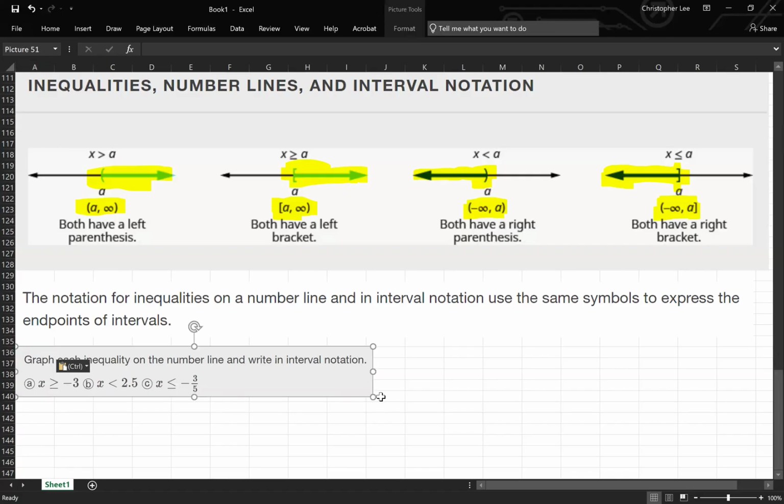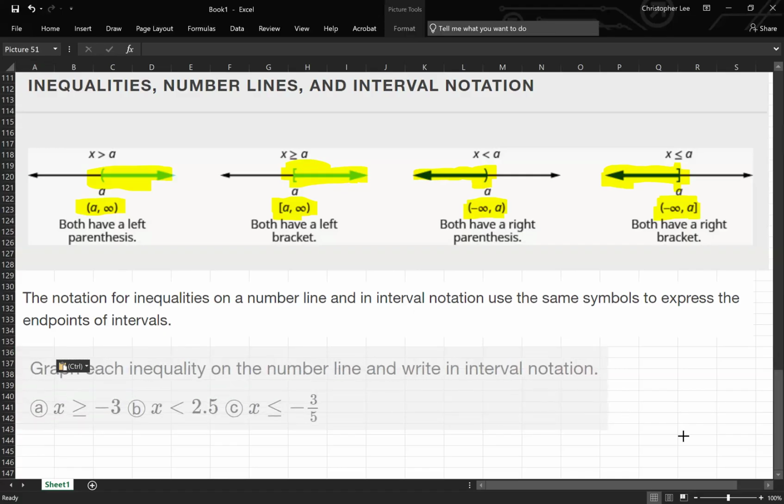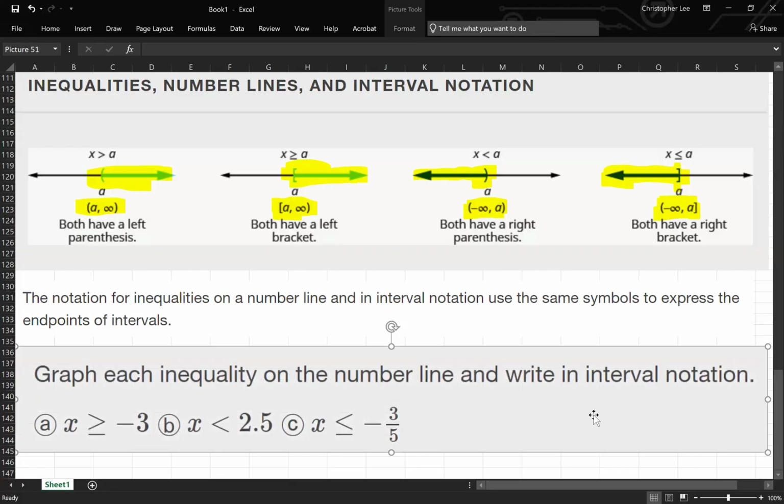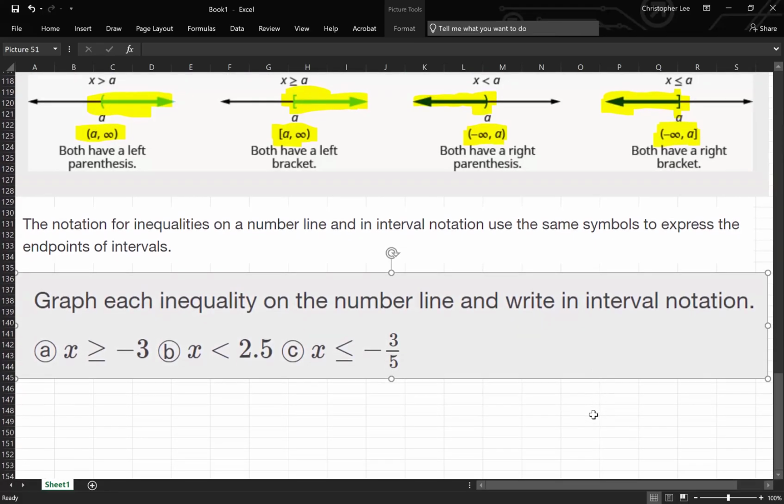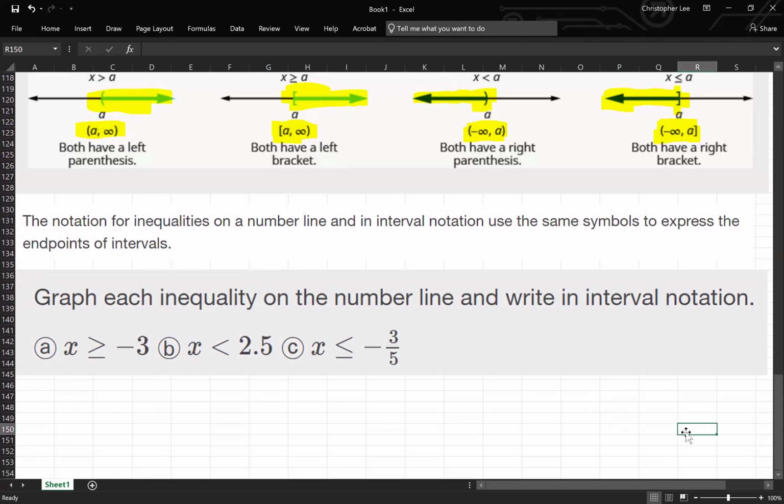I'll give you guys a chance to try this, and then we'll jump into it afterwards. So we want to graph each inequality on the number line and write it in interval notation. All right. I'll give y'all, let's say, 2 minutes. Try this out.